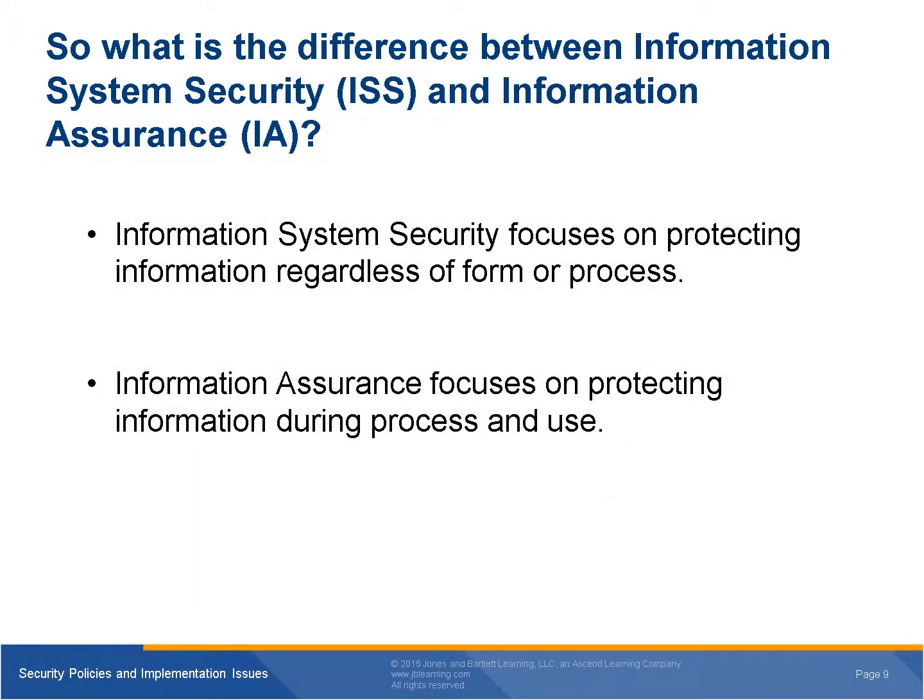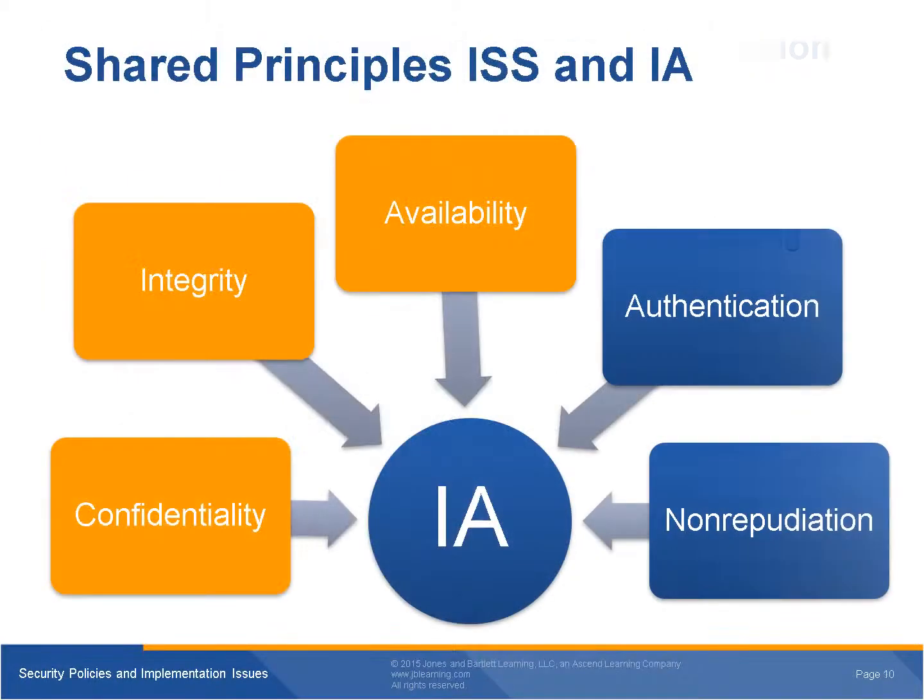So what is the difference between information system security, or ISS, and information assurance? They are similar, but information system security focuses on protecting information regardless of form or process, whereas information assurance focuses on protecting information during process and its use. But they do share principles. ISS shares the principles of confidentiality, integrity, and availability. And IA includes those three plus authentication and non-repudiation.